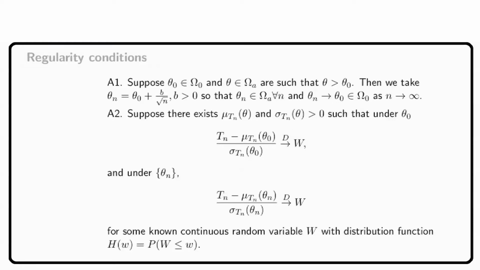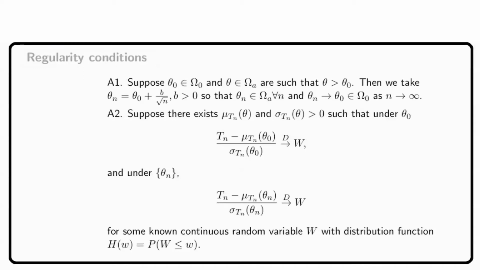First regularity condition, A1: suppose theta naught belongs to omega naught and theta belongs to omega A are such that theta is greater than theta naught. Then we take theta n equal to theta naught plus b by root n, where b is positive, so that theta n belongs to omega n for all n and theta n tends to theta naught belonging to omega naught as n tends to infinity.